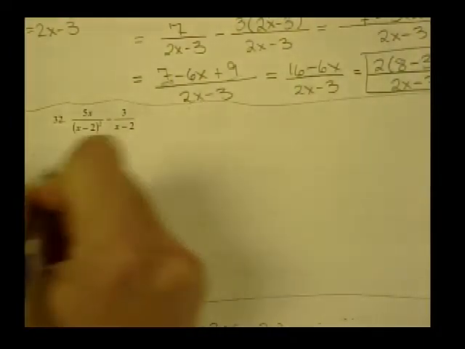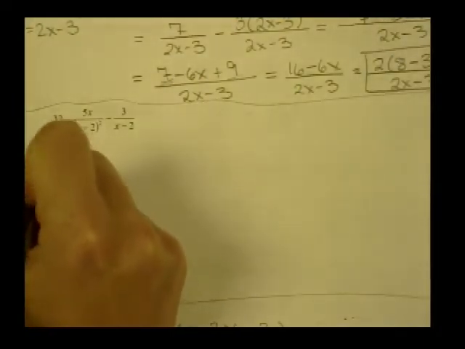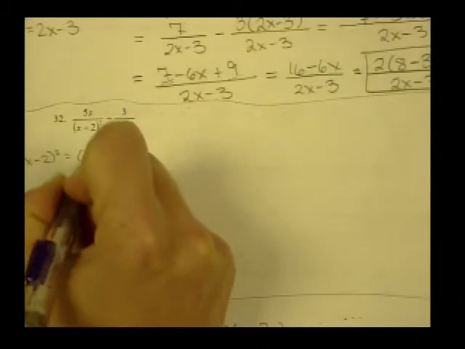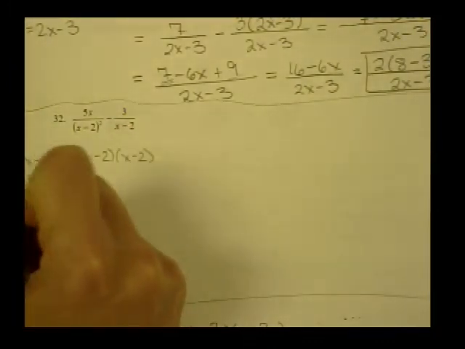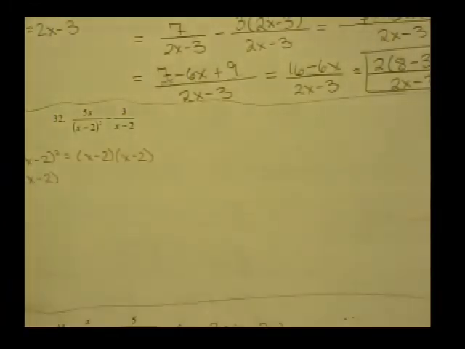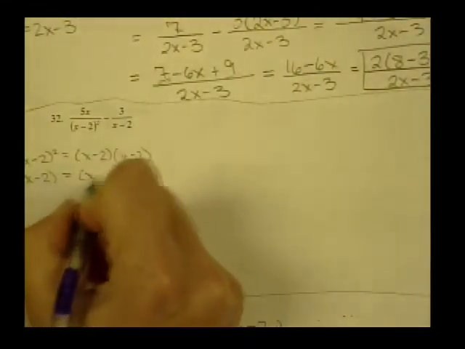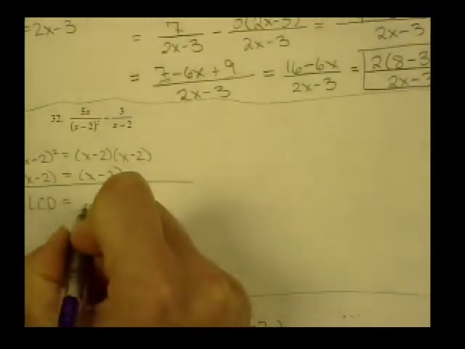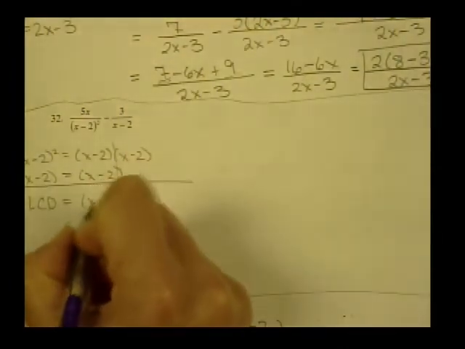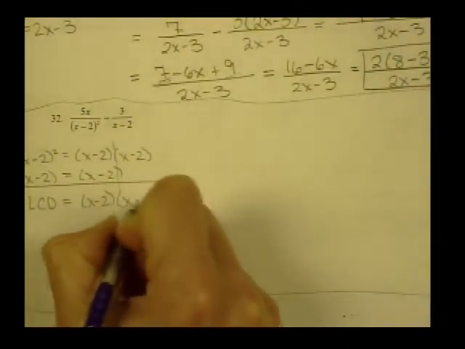So here, the denominators are x minus 2 squared, and that really already is factored. It means x minus 2 times x minus 2. And the other denominator, oops, didn't have parentheses, is just x minus 2. So then the LCD is x minus 2 times x minus 2.